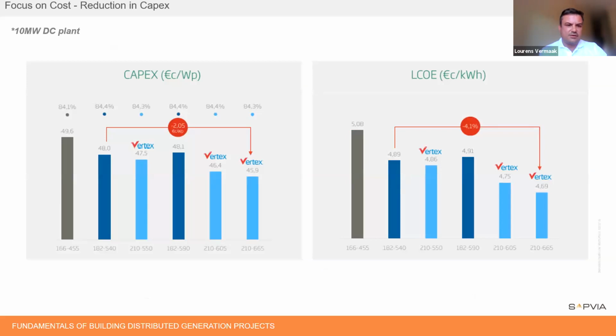We've taken this report as well, and we've shown in the slides here that although this is in euro cents, because we've got projects in South Africa, but the study hasn't been done in South Africa. It's been done by a German entity. But just on the capex alone, between the 182 millimeter wafer and where we are today, the 210 millimeter wafer at 665 watts, there's a 2.05 euro cents reduction in watt peak price on your total capex. And on your LCOE, comparing the 182 versus the 210 millimeter wafer at the largest module that we've got, you're looking at a 4.1% reduction in LCOE cost.